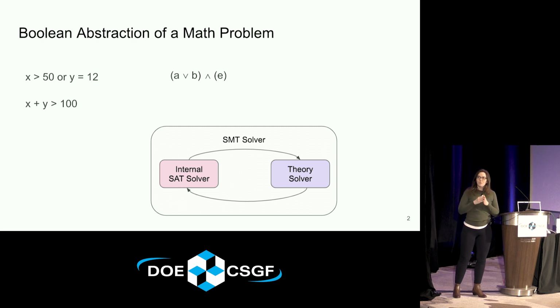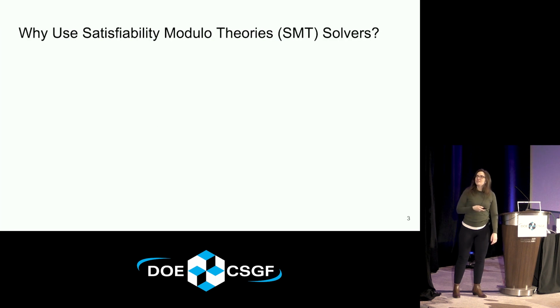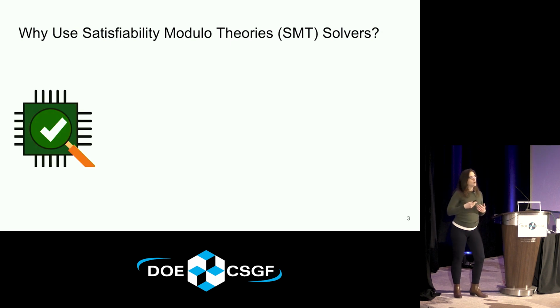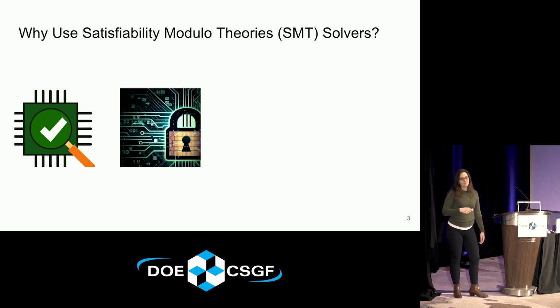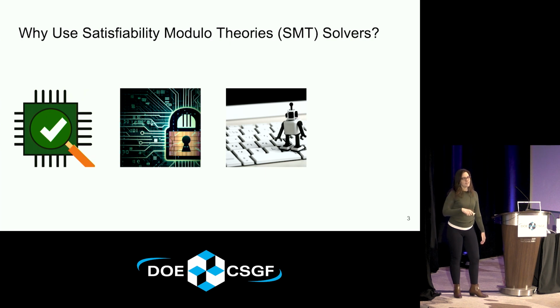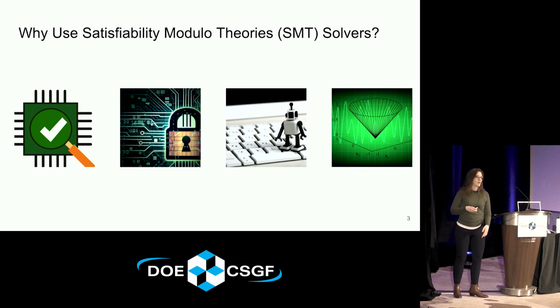And why would you care? What might you do with them? Why would you want to make them go faster? You can do things like hardware model checking and software model checking. You can find bugs in your hardware and software designs. They're used in security applications, program synthesis, and any kind of optimization problem that you have, such as, say, qubit placement on quantum hardware. You can do that with SMT solvers as well.